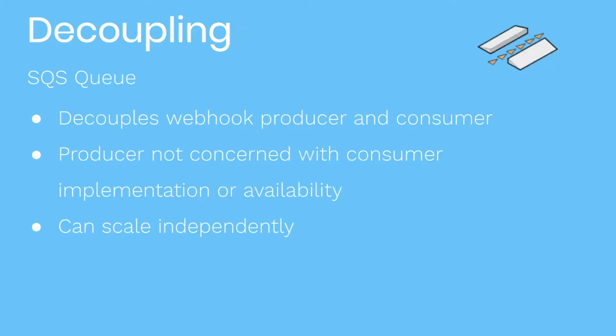So the producer doesn't need to know what the consumer is going to do with the data, or even if it's available. And the consumer doesn't need to know anything about the producer. It can just count on messages coming out of the queue. And so when the producer and consumer are decoupled, they can be scaled separately. So the producer can be scaled way up without overwhelming the consumer.